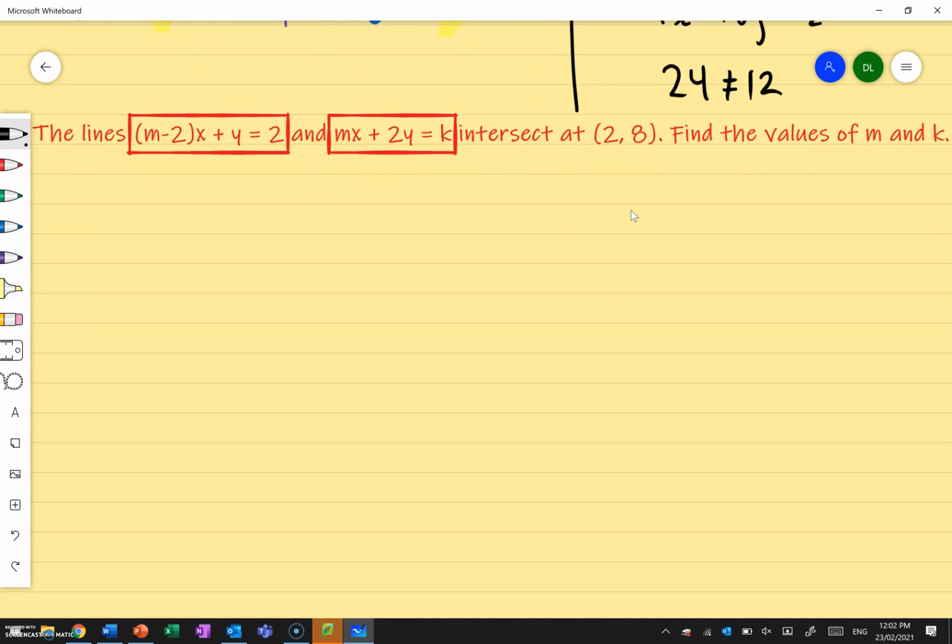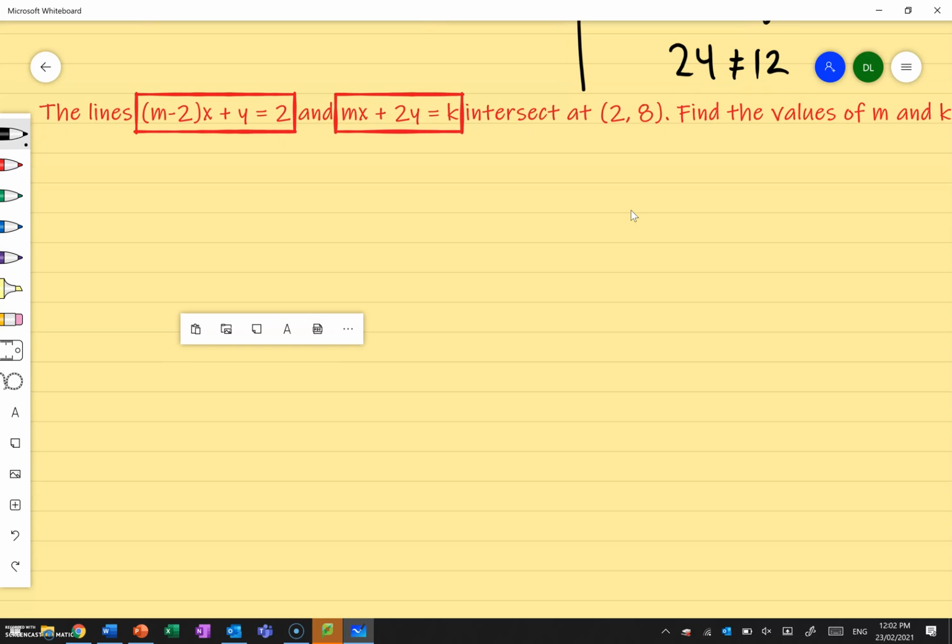All right, let's do the last question over here. The lines m take away 2, x plus y equals 2, and mx plus 2y equals k intersect at 2,8. Remember, what does the intersection tell me? Perfect. It tells me where they meet. In this case, it's where x and y will be. So now I'm looking at finding the values of m and k.